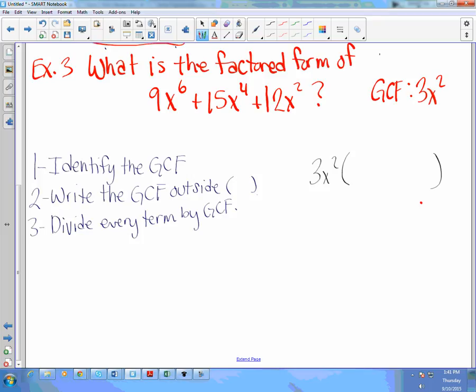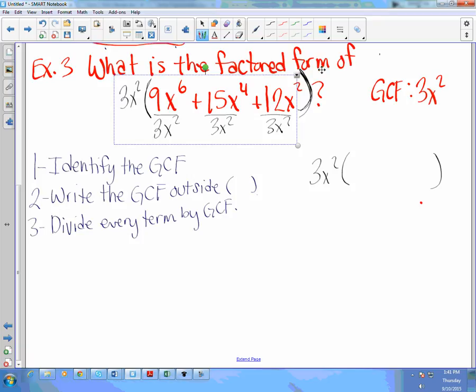Okay, step 3 is divide every term by the GCF. So what I'm really doing is multiplying by a fancy form of 1. If I multiply by 3x squared, then I also divide by 3x squared. That's 3x squared divided by 3x squared, which is 1. It's just a fancy form of 1, so that the GCF cannot just disappear. It's going to be outside. Then we divide each term by 3x squared.